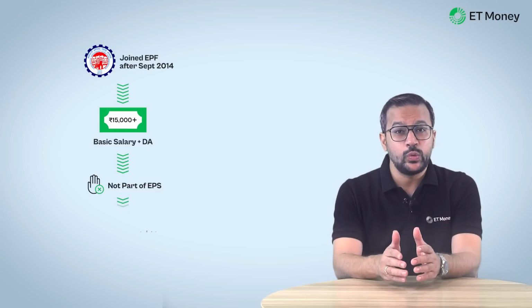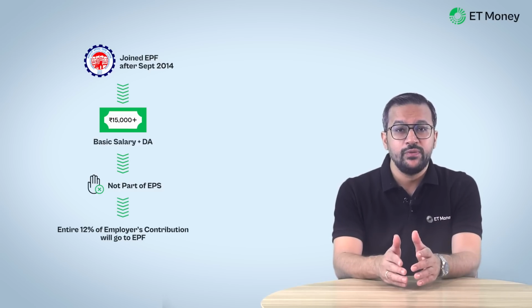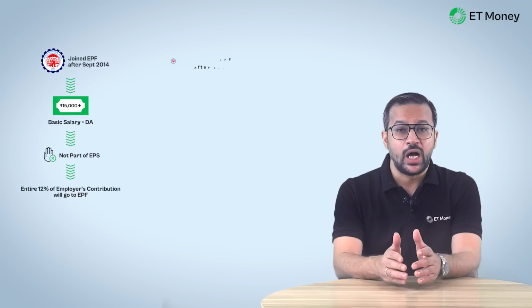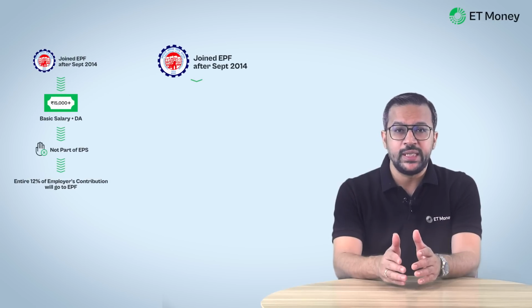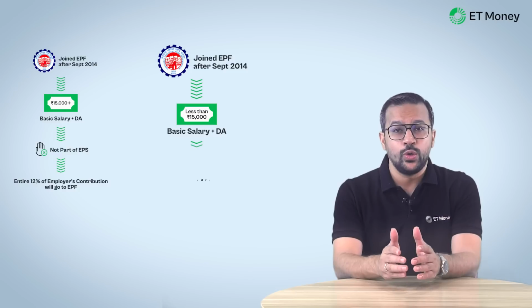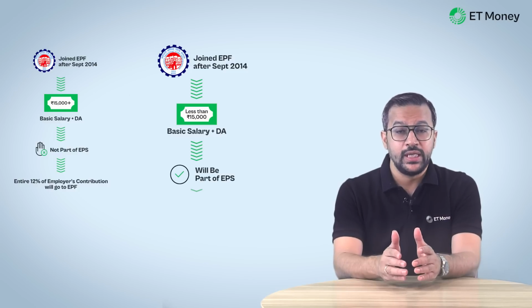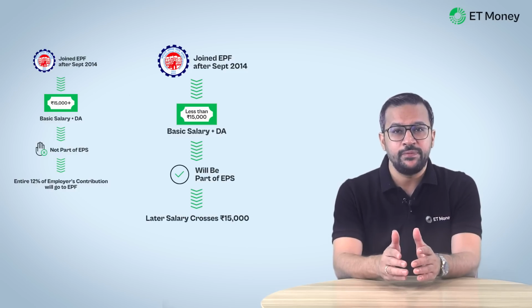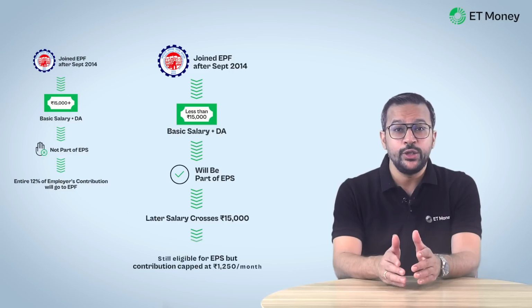That means the entire 12% of your employer's contribution will also go to the EPF. However, if at the time of joining the EPF, your basic salary and DA were less than 15,000, you will also be enrolled in the EPS. Later, even if your salary crosses the 15,000 threshold, you will continue to remain a member of the EPS with your EPF contribution capped at 1,250.